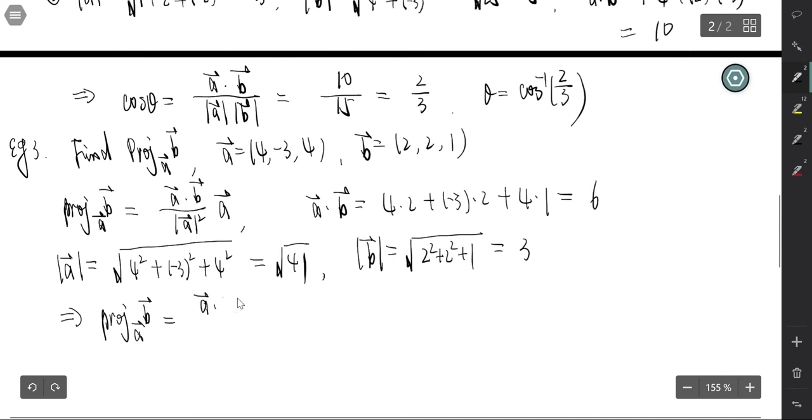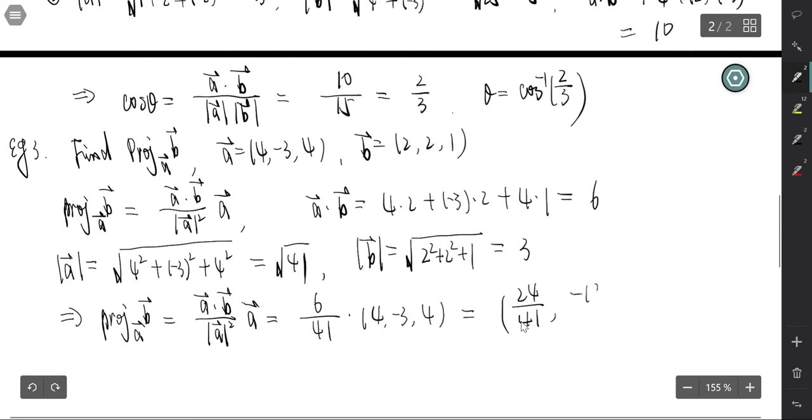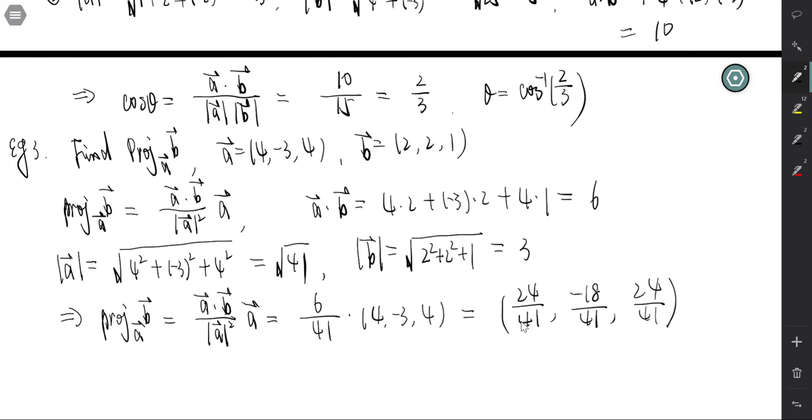That is A dot B over A squared times A. So that is 6 over 41 times A, that's (4, negative 3, 4). That's actually 24 over 41, negative 18 over 41, and 24 over 41. That's the projection of B on A. We know that the computation is easier in coordinates. If the vectors are in coordinate form, all the computations are easier.